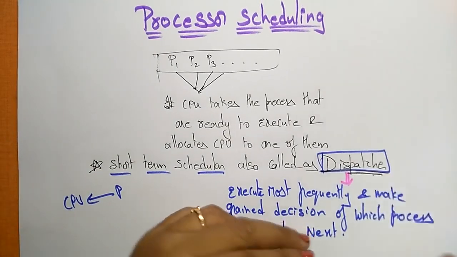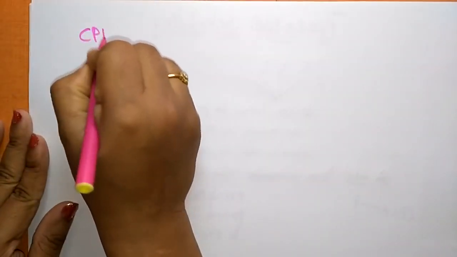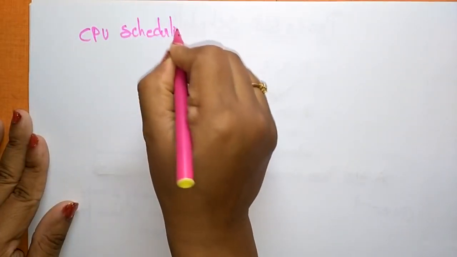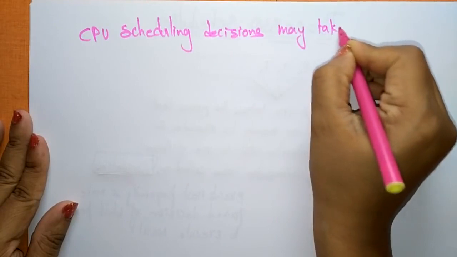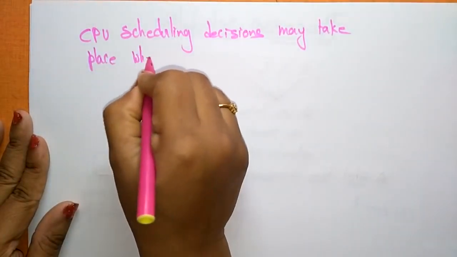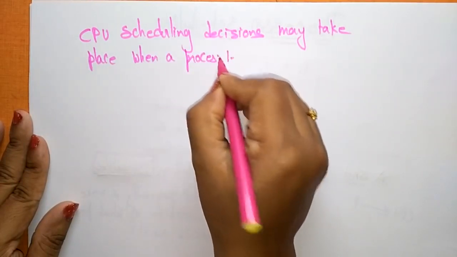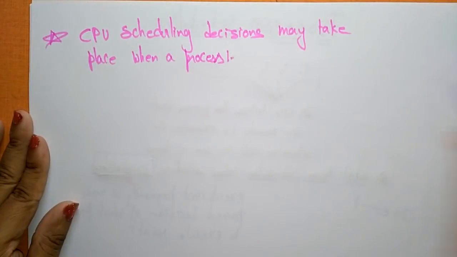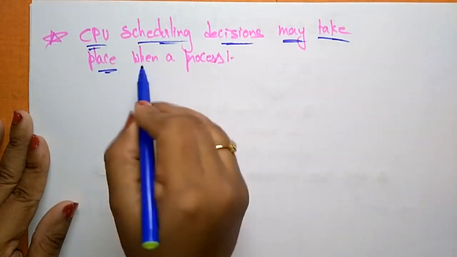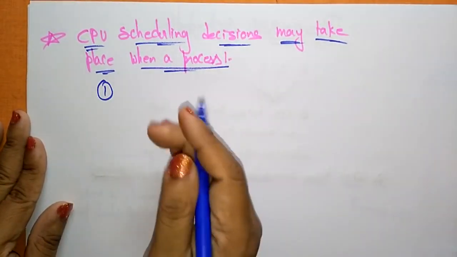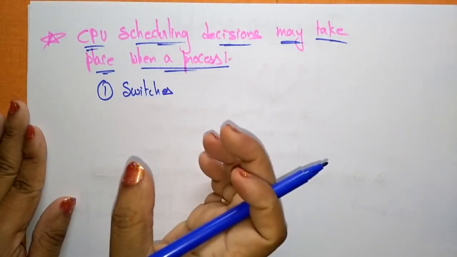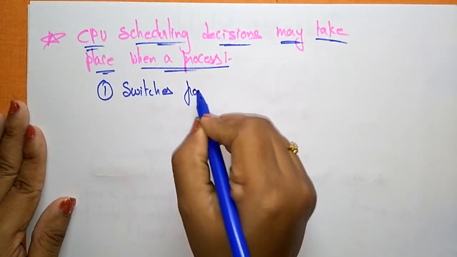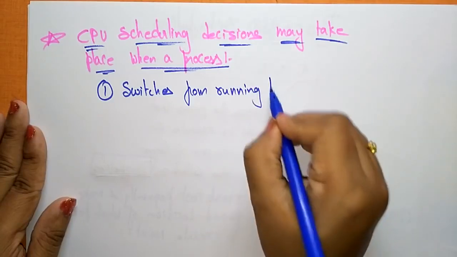Now let us see the CPU scheduling decisions, how the CPU is going to schedule the process. CPU scheduling decisions may take place when a process, let me explain those points. First, when a process switches from running to waiting state. In this case, the CPU takes one decision and schedules that process when it switches from running to waiting state.